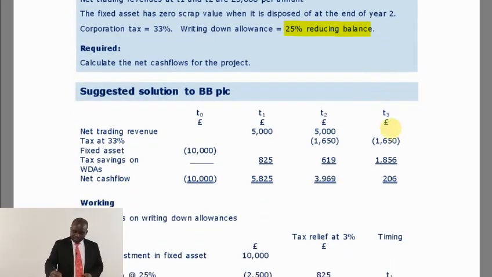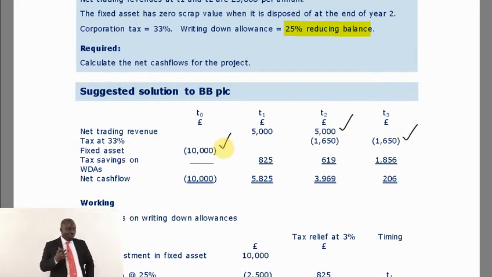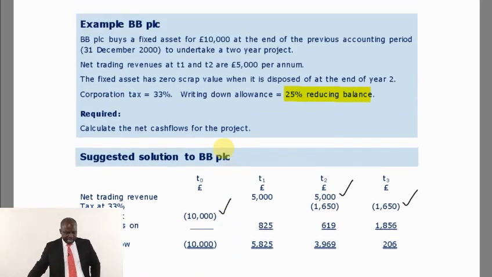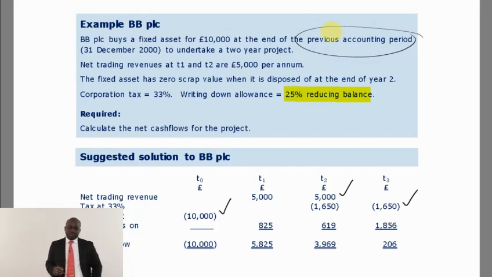I'm not so much concerned about the net trading revenue and the tax on it. The asset is also 10,000. What I am interested in is the tax savings on capital allowance. Now be with me here. The project was actually started in the previous accounting year end. So as long as it started at the end of an accounting year, that same day the project is being undertaken, an account is being prepared.